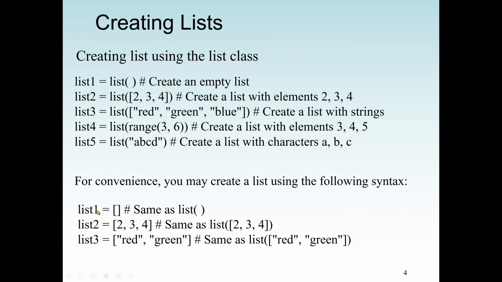Now, for convenience, you may create a list using the following syntax. Instead of using the parentheses with the square brackets, we can just remove the parentheses. If I'm creating an empty list, I'll just write list1 with empty square brackets. List2, square brackets 2, 3, 4, which is the same as using the parentheses. List3, we were using the parentheses before, we can remove them and it becomes red and green.